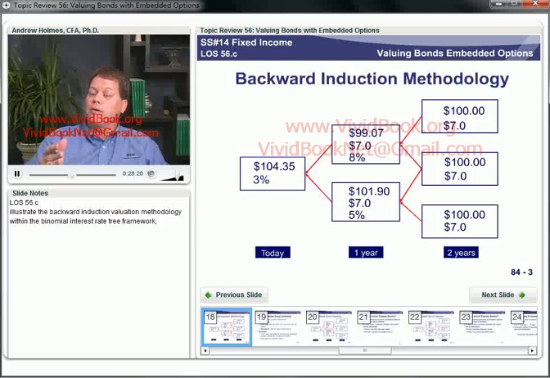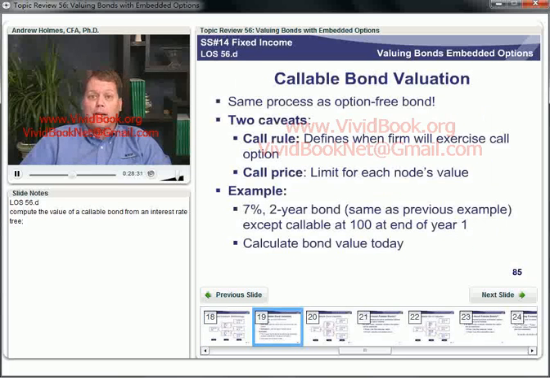Now remember, the title of this reading was Valuing Bonds with Embedded Options. So what we need to do now is take this same methodology and value a bond that has an embedded option. That is a callable bond or a puttable bond or a capped floater or anything else that might have some sort of optionality. So the thing to remember here is if you can do this for a non-callable bond, then you can probably do this for a callable bond because there's only one little change that we have to make, all right?